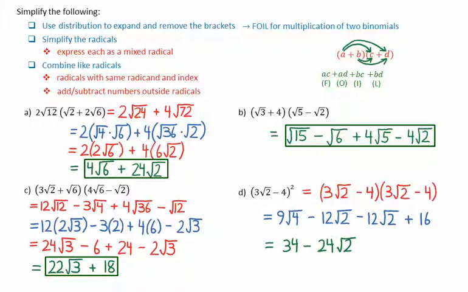We then combine the like radicals. Negative 12 root 2 minus 12 root 2 gives us negative 24 root 2.